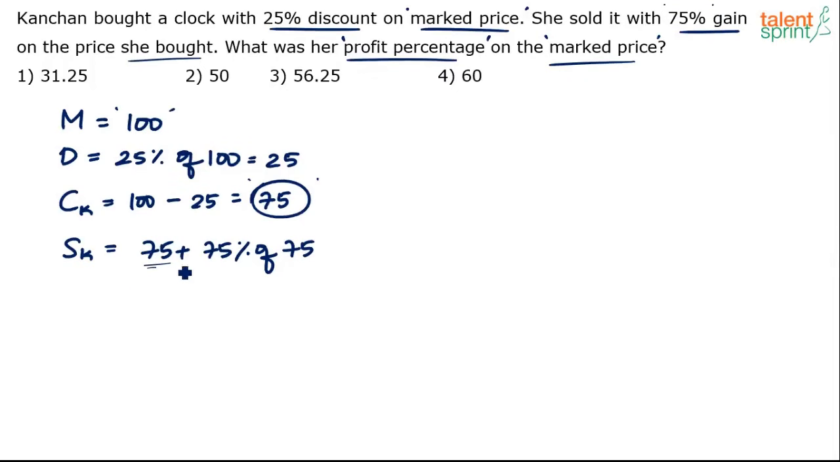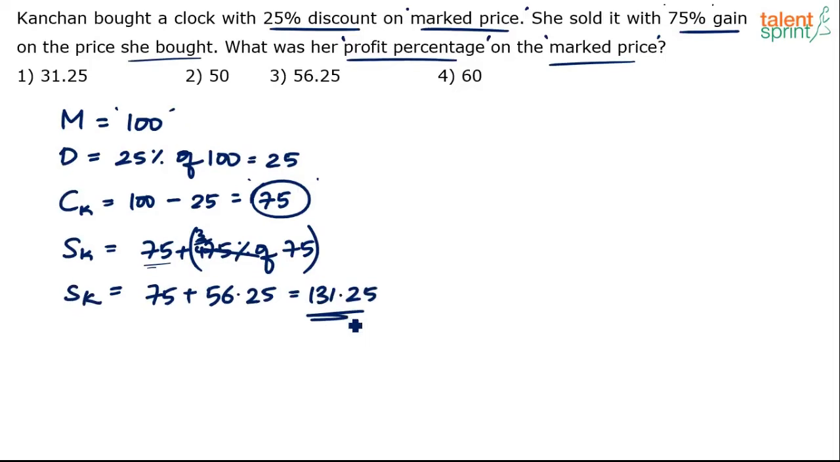See, 75% is like 3 by 4, right? So we can say 3/4 of 75. How much is 3/4 of 75? It will be 75 minus 18.75. Yeah, 56.25. So 75 plus 56.25. You understand the calculation part. 3 by 4 of 75. So this 75 plus 56.25 comes out to be 131.25, right? So selling price for Kanchan is going to be 131.25.